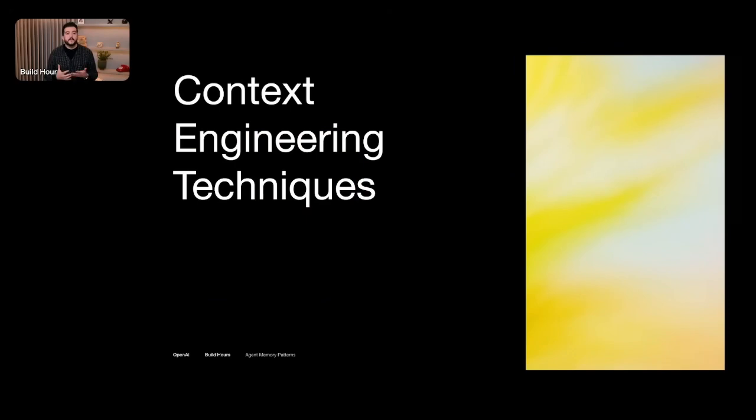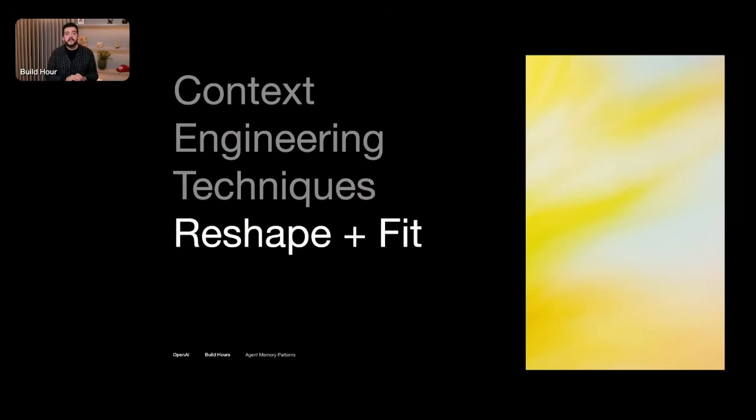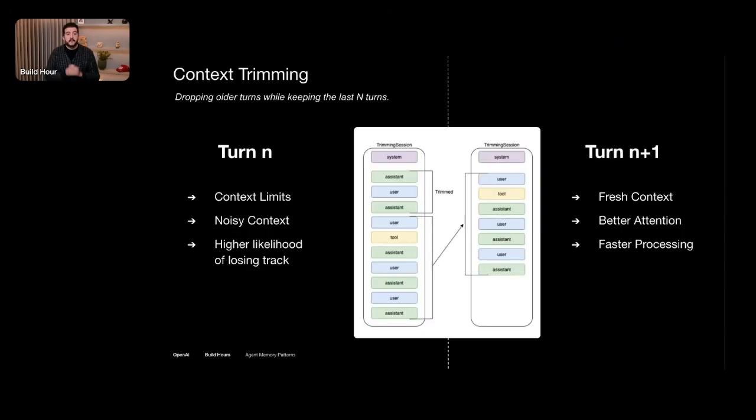Nice. So now I'll switch gears to engineering techniques, and I'll start with the first one, which is reshape and fit. The first technique here is context trimming. It is a pretty basic technique. It basically means dropping older turns while keeping the last N turns.